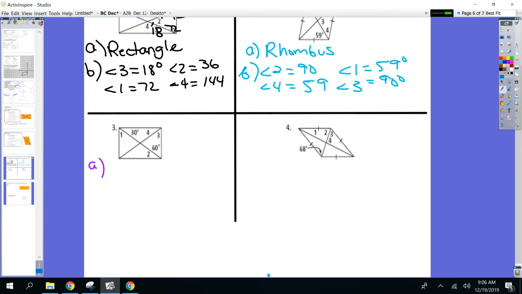It's a parallelogram already. So let me start with angle 1. If it's a parallelogram, angle 1's got to be what? 60. It's alternate interior with the other 60. And the angle adjacent to it's 30. That makes what type of angle here? Okay, so it's got to be a rectangle. Not because it looks like it, because we just proved there's a right angle there.